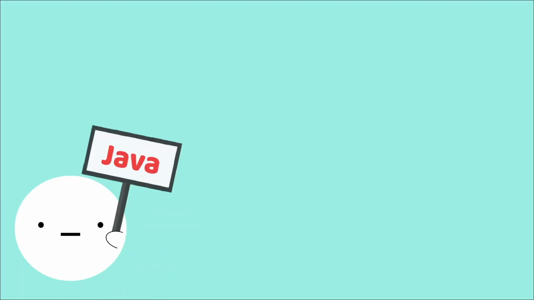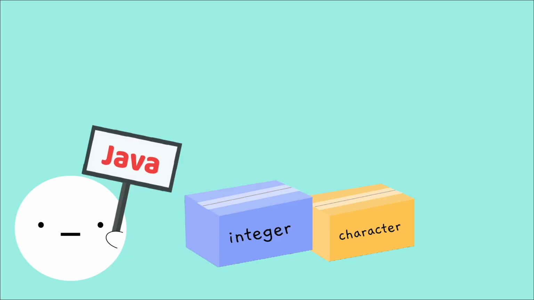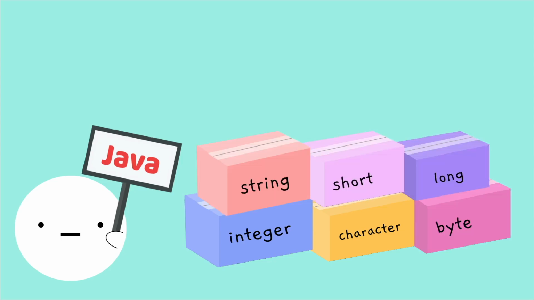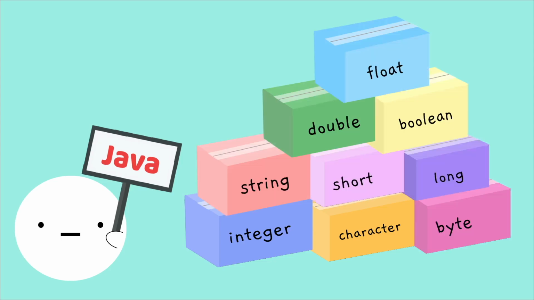For example, the language Java has many different data types including integer, character, byte, strings, short, long, boolean, double, and float. We won't go into detail of exactly what these data types do here, but we'll talk about them in another video. Now let's go ahead and see how we write a variable.